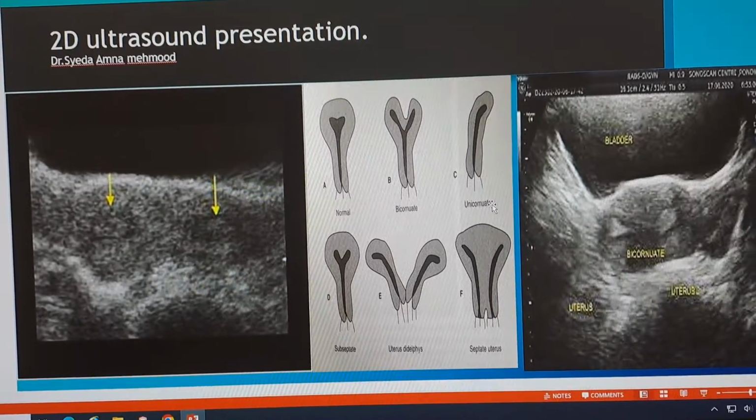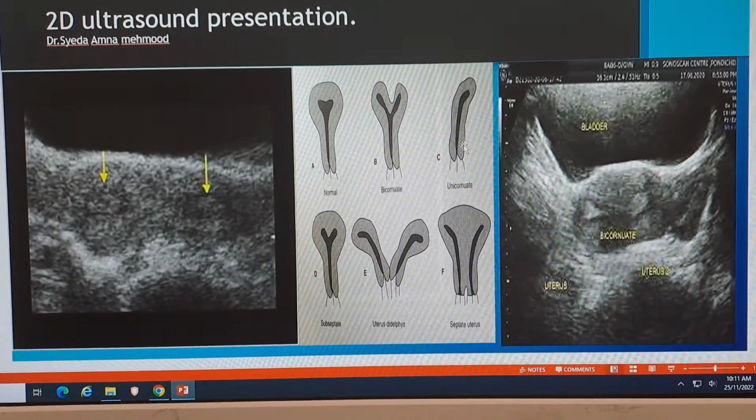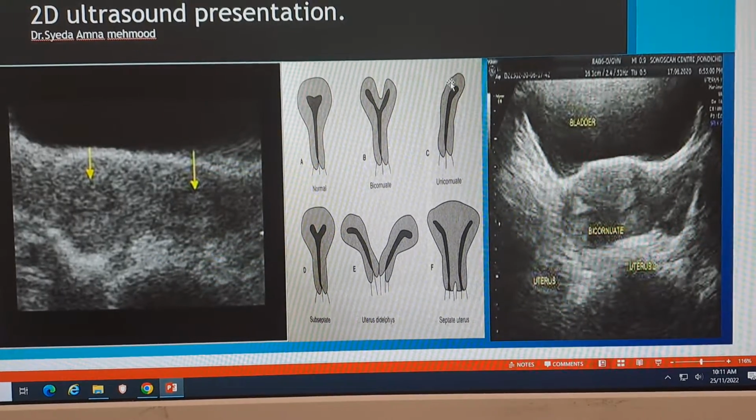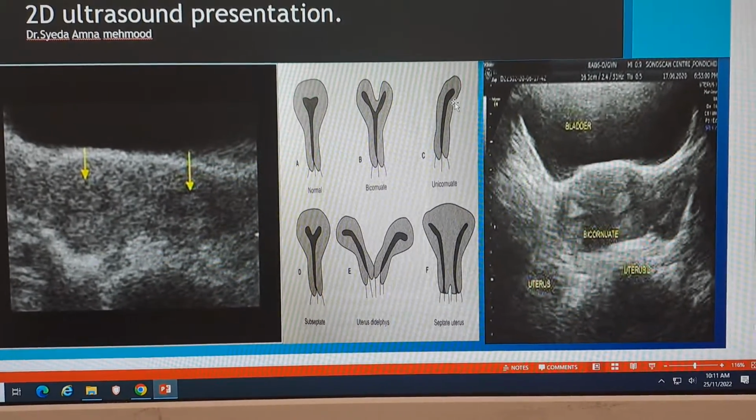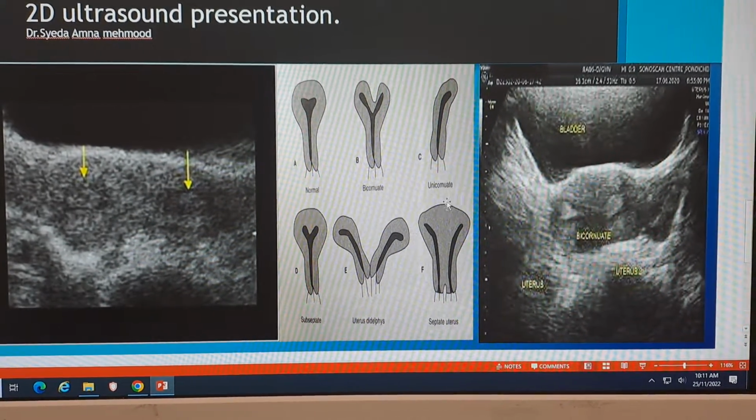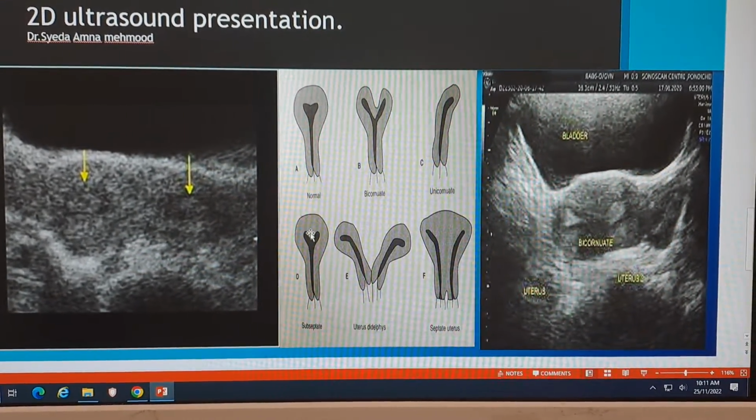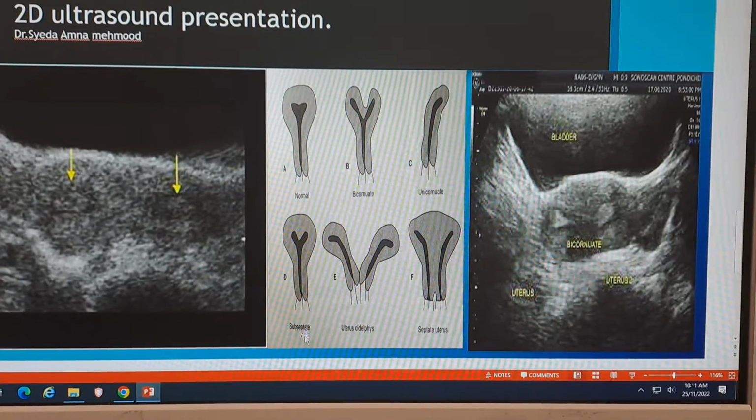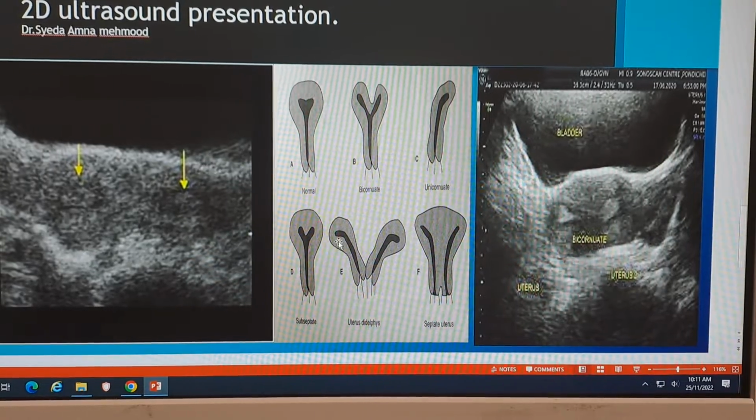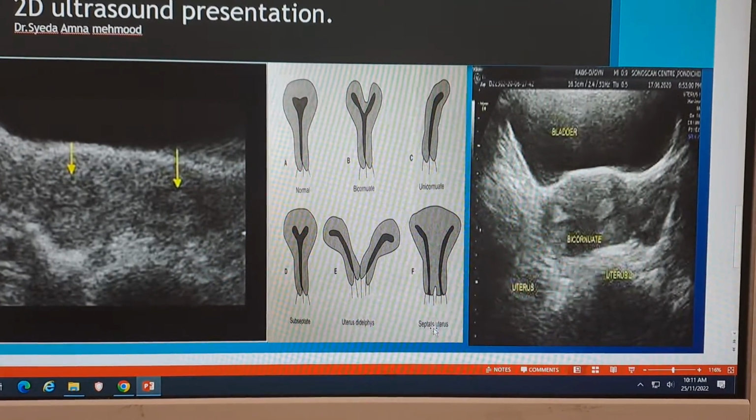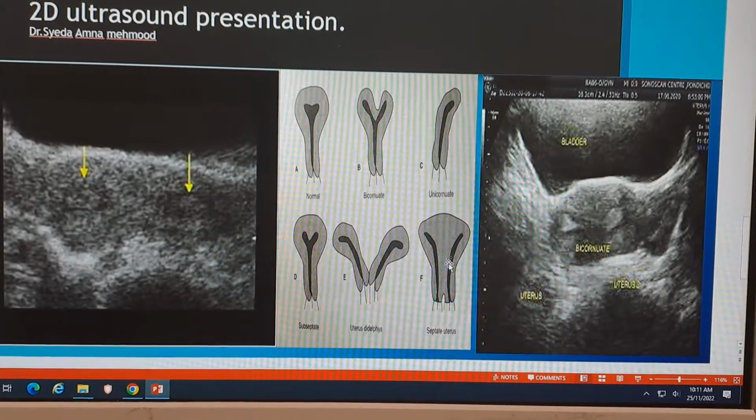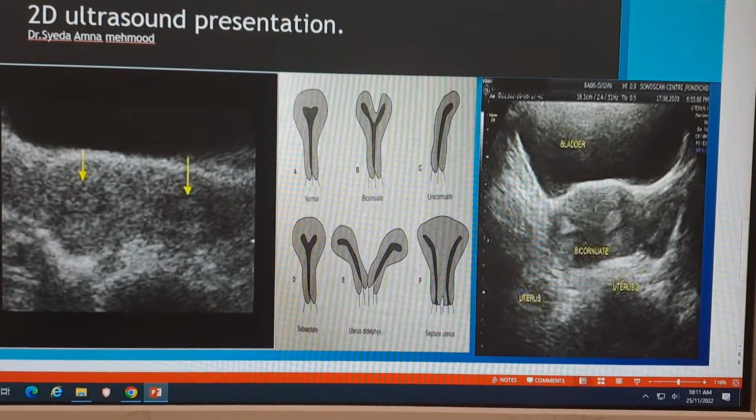Sometimes the Müllerian malformation has only one horn. How do we know? Because of the myometrial thinning, we measure the myometrial thinning, so we know there is a unicornuate uterus. Sometimes there is a very small hump, which is called a subseptate uterus, and sometimes we have two separated uteri, which is called didelphys, and sometimes the separation starts from the endometrial cavities, which is very important.